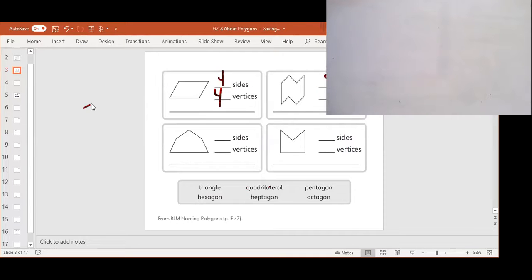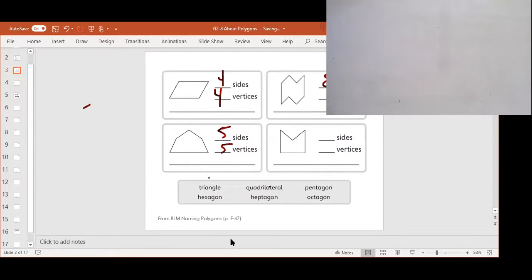8 sides. I'll make 8 vertices, which means it's an octagon. This one, actually, I'll start with the big one. You have to remember which one you start with, otherwise you just keep going around counting. So start with the big one. We won't count that twice. 1, 2, 3, 4, 5. 5 sides, 5 vertices, must be a pentagon.